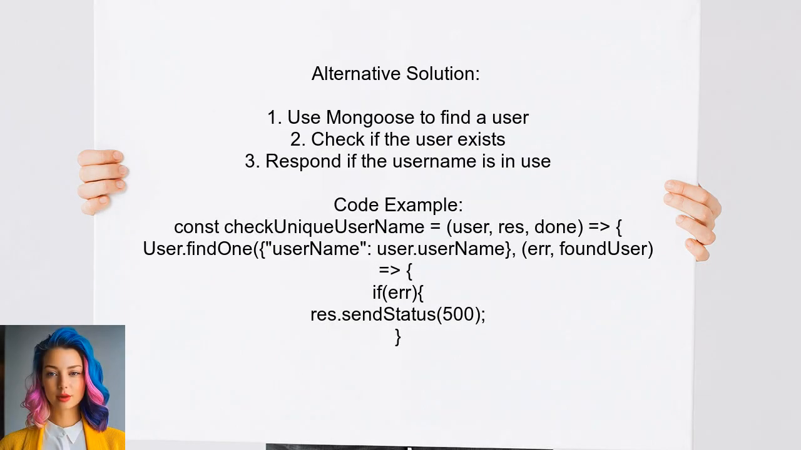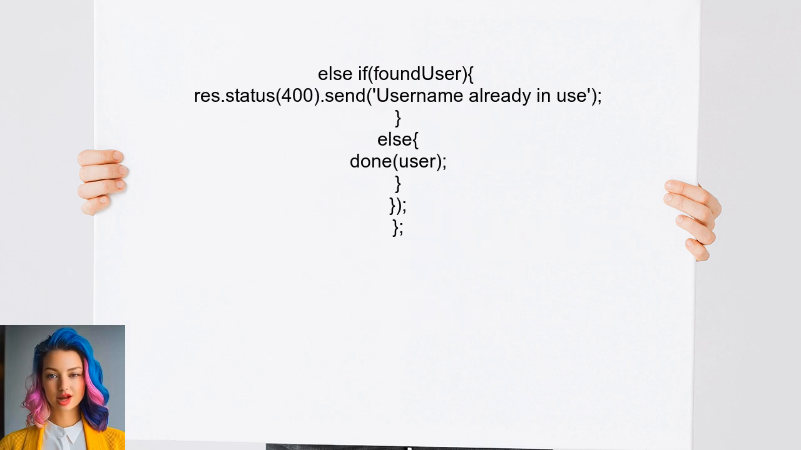An alternative solution provided by another user suggests that using the Array.prototype any method was unnecessary. Instead, they recommend using Mongoose to find a single user with the specified username. If a user is found, it sends a response indicating the username is already in use.